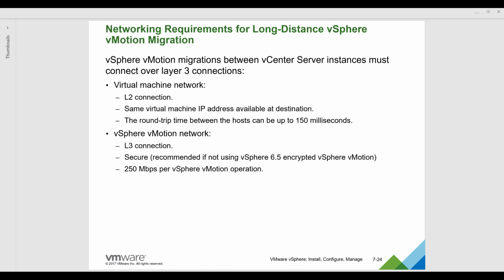To do long distance vMotion, they must connect over layer 3. The virtual machine network needs to be an L2 connection. They can be the same IP address. The round trip between the hosts can be up to 150 milliseconds. Now on a vMotion network, it needs to be a layer 3 connection. It needs to be secure. This is recommended if you're not doing vSphere 6.5 encrypted vMotion, and you need to be able to do 250 megabits per second per vMotion operation.